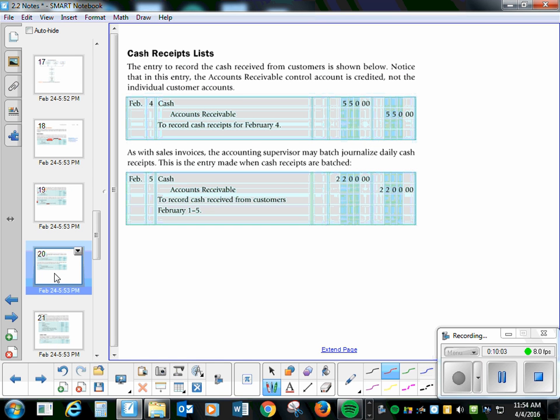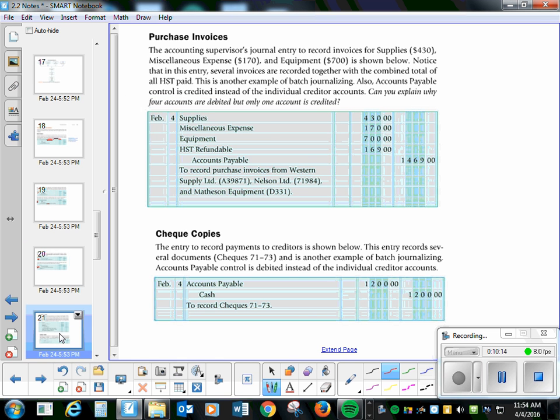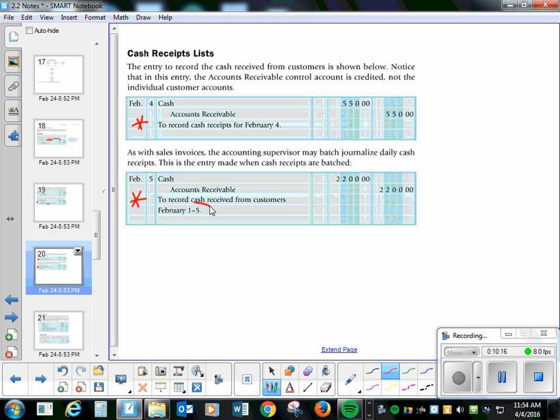The entry to record the cash received from customers is shown below. Same thing can happen. They can do it individually like this, or they can batch them together like this. And I think if you go back here, it tells you here too what days they're totaling together.